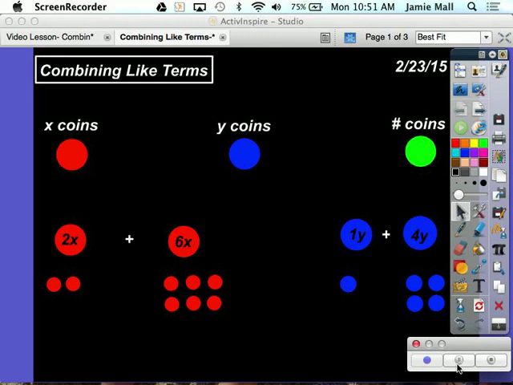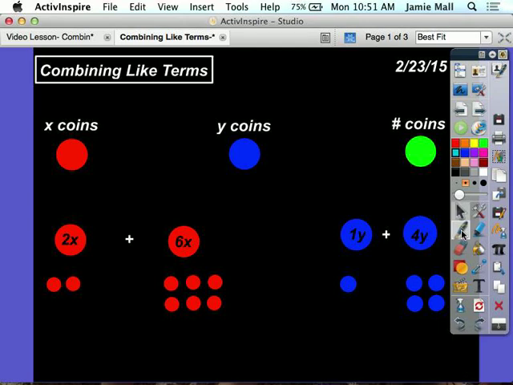Okay, hi everybody. Today we are going to be working on a skill called combining like terms. This is actually what you did already when you played Curse Splash the last couple of days in class. In the game we had X coins, Y coins, and number coins. Our goal was to combine those coins and free up space so that we could continue to collect coins as the game went on.